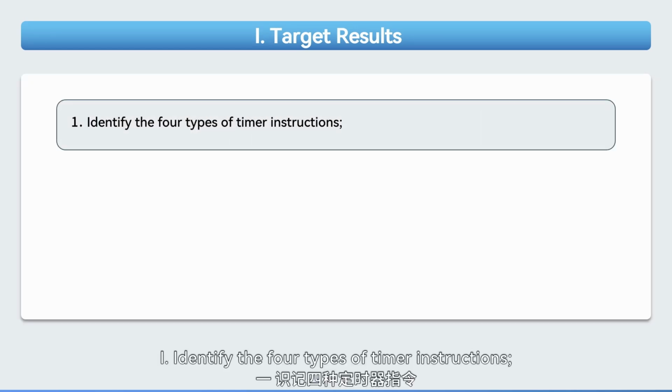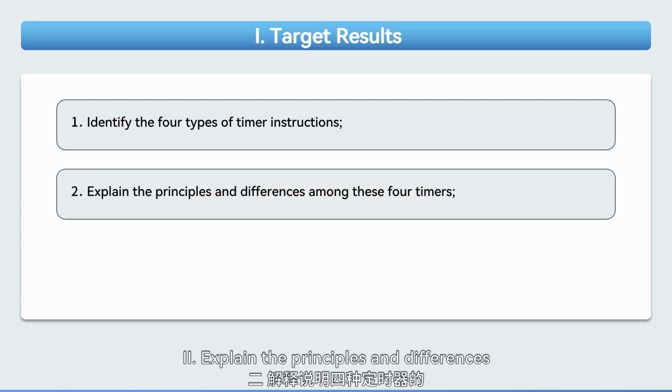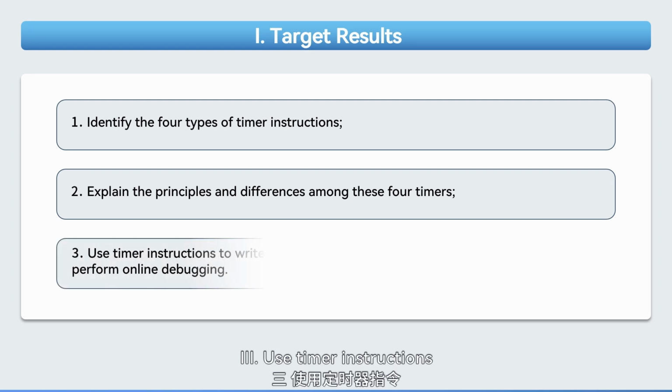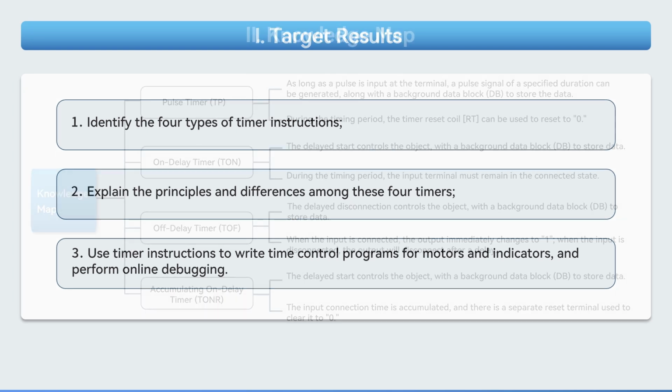Through this lesson, we will achieve the following learning objectives. 1. Identify the 4 types of timer instructions. 2. Explain the principles and differences among these 4 timers. 3. Use timer instructions to write time control programs for motors and indicators, and perform online debugging.